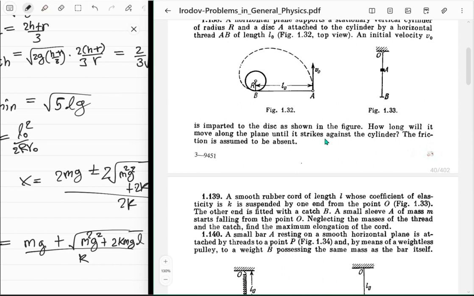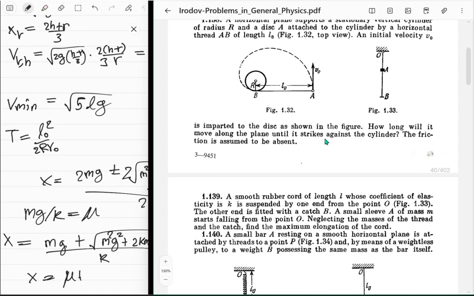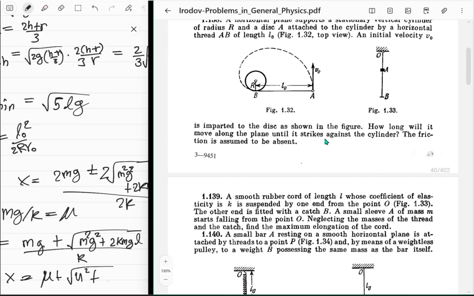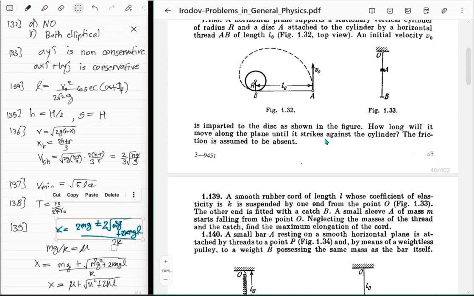I really wish I could take k into the square root. That would not be nice. That probably won't be a good idea. So from mg upon k, that thing squared, plus 2 times mg upon k times L. Let's just call mg upon k, I don't know, mu. So x is equal to mu plus the square root of mu squared plus 2 mu L. Exactly. So just write that as the final answer.